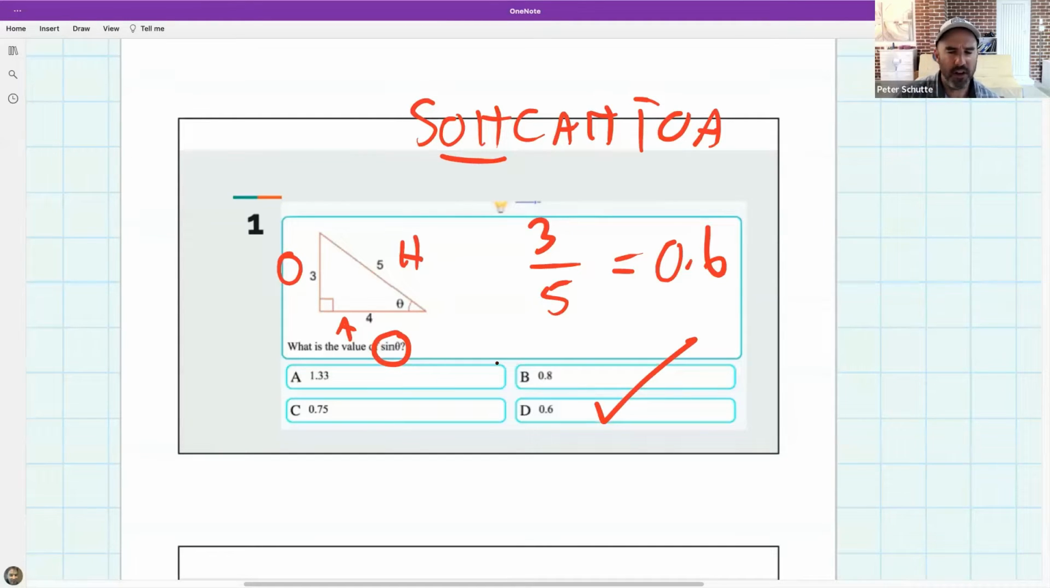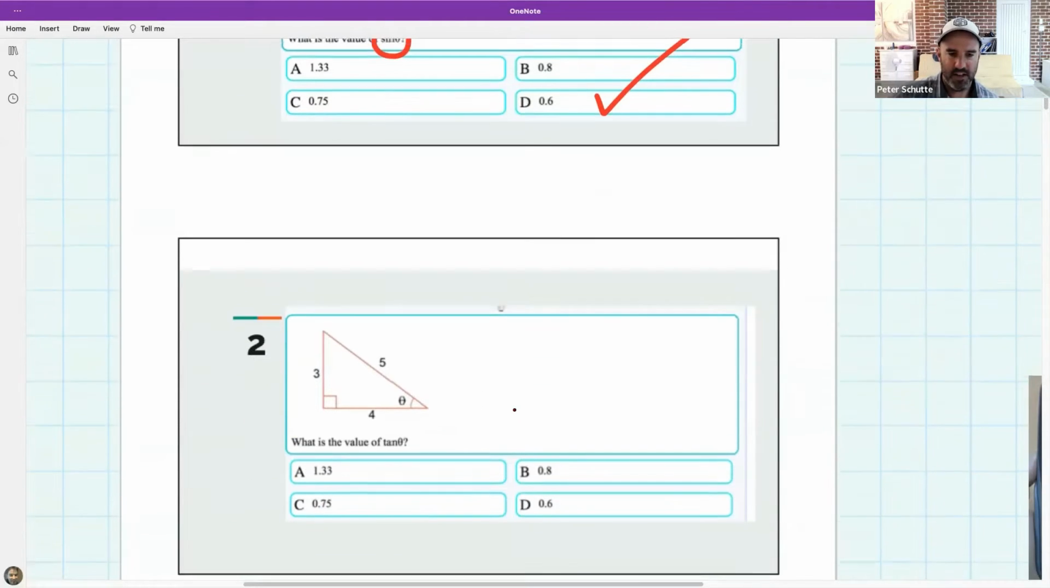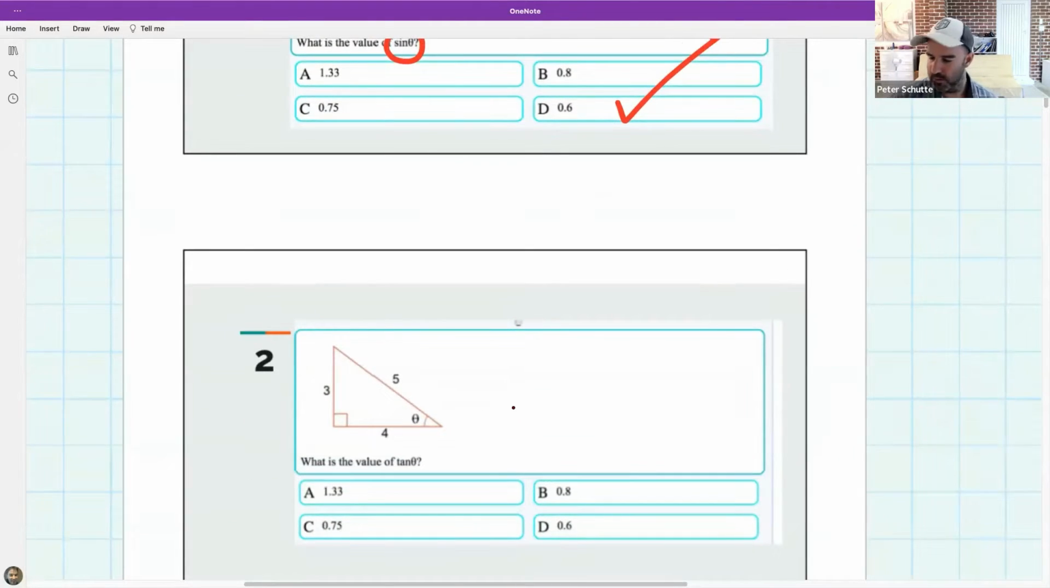Okay, now not everyone got that right, but a lot of you did, and there'll be plenty more chance to practice. So here's practice number 2. What is the tan of theta?